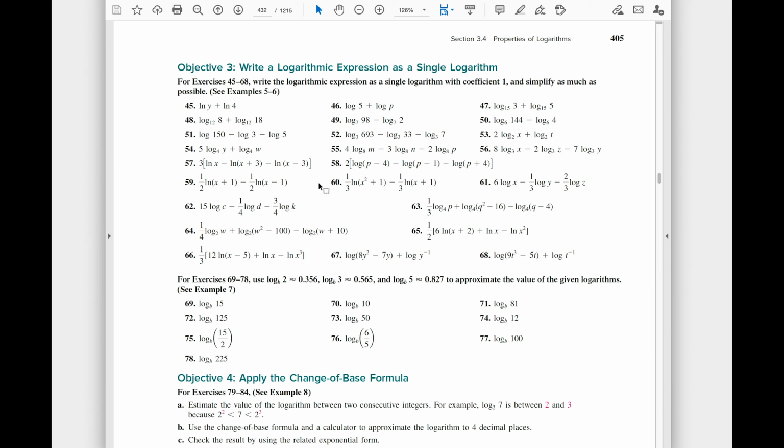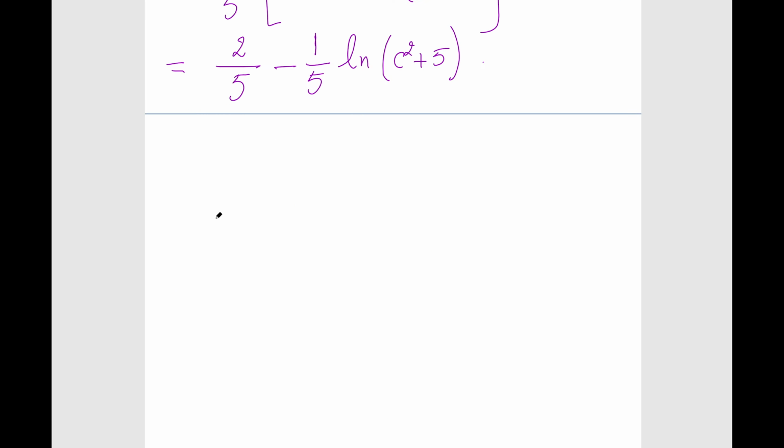Let's choose a couple. Let's do 58. Looks a little long. 58. So 2 times the quantity log base 10 of p minus 4 minus log base 10 of p minus 1 minus log base 10 of p plus 4. Let's see. So 58.